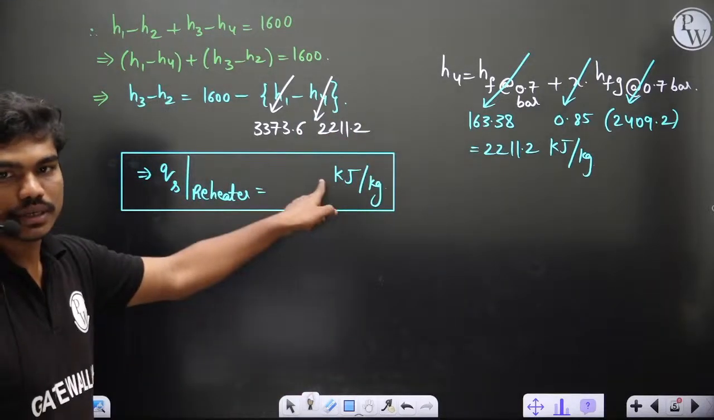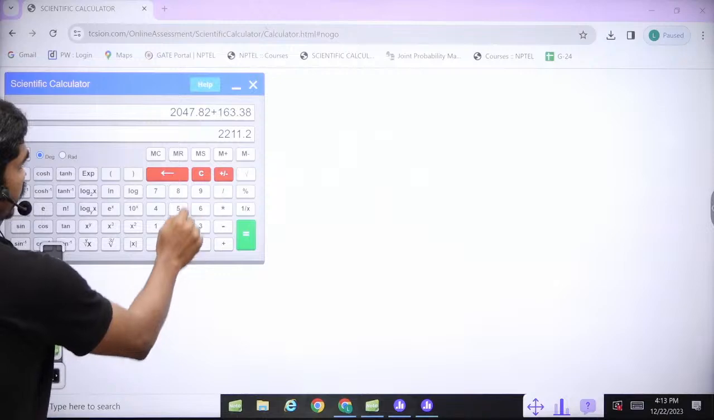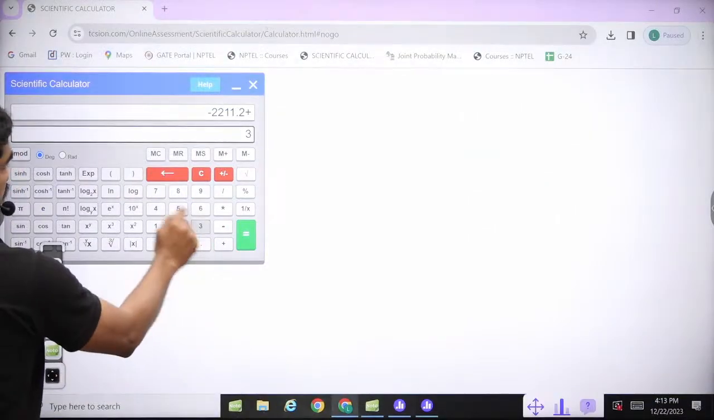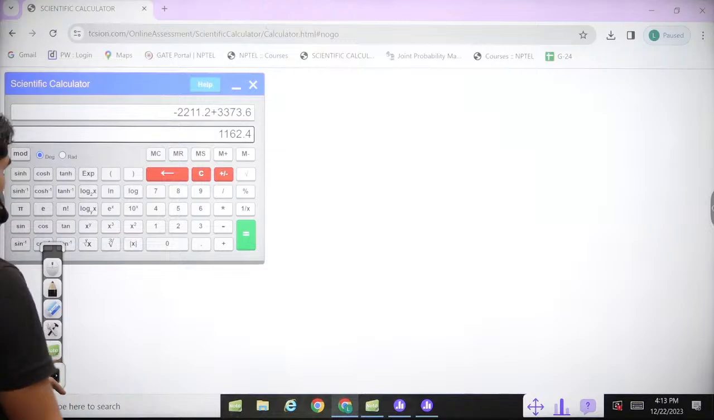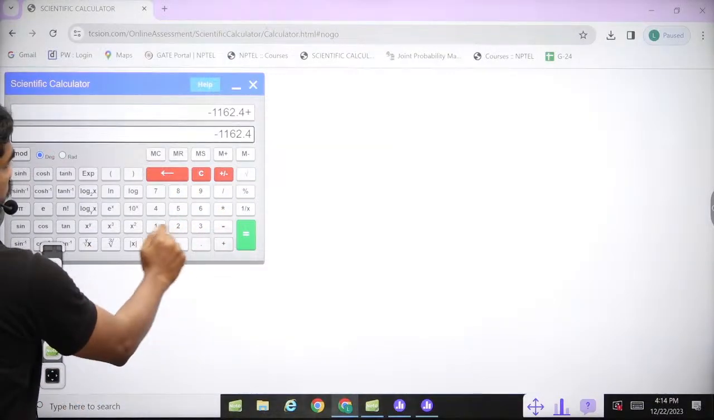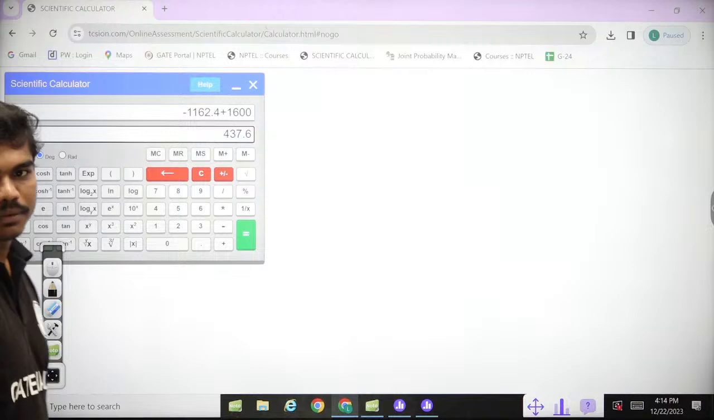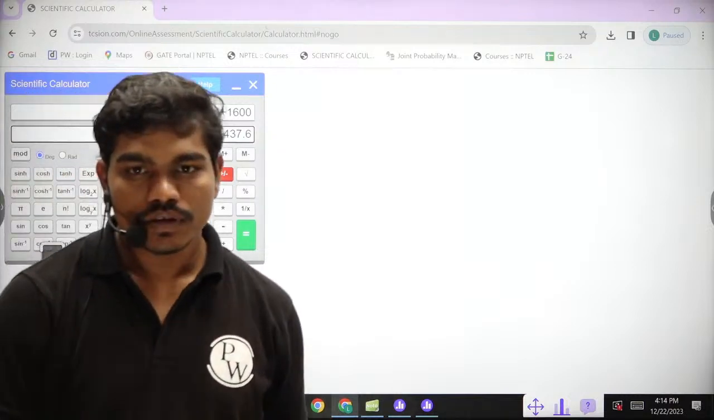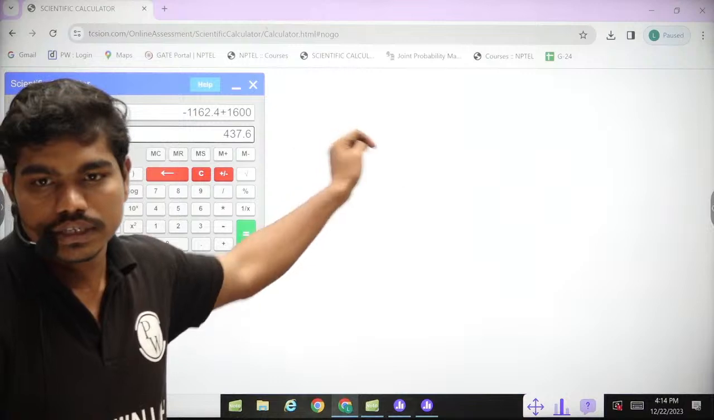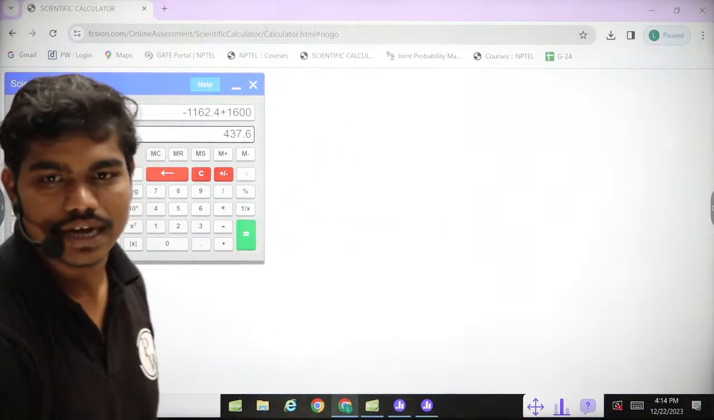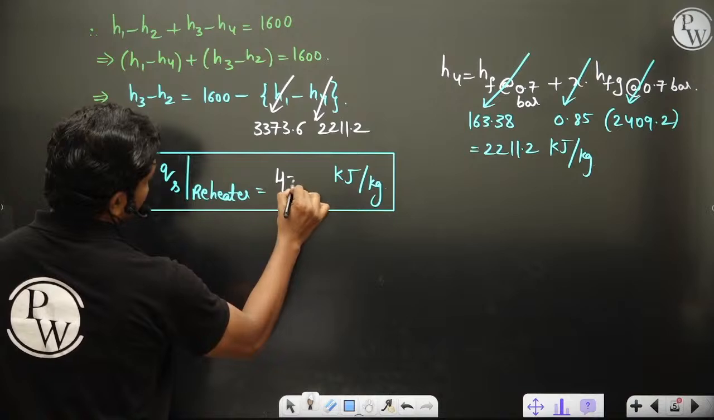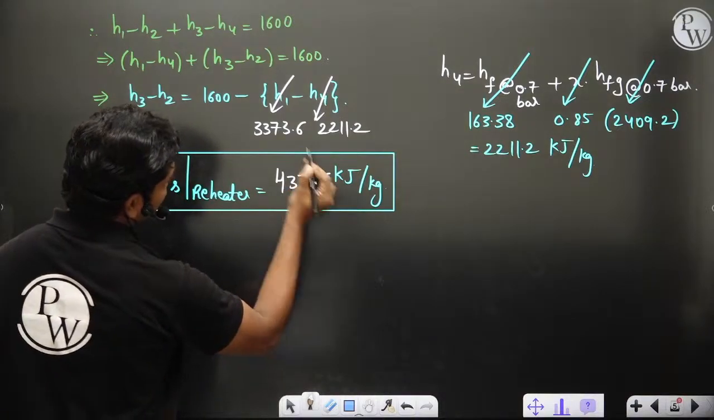That's it. Okay, so if you substitute, 2211.2 has to be subtracted from 3373.6. This is the value 1162.4. Subtract it from 1600. 437.6. That's what you all are getting. H4 is 2211.2. Correct. This is 437.6. Yeah, all of you are correct. 437.6 kilojoule per kg. That's it.